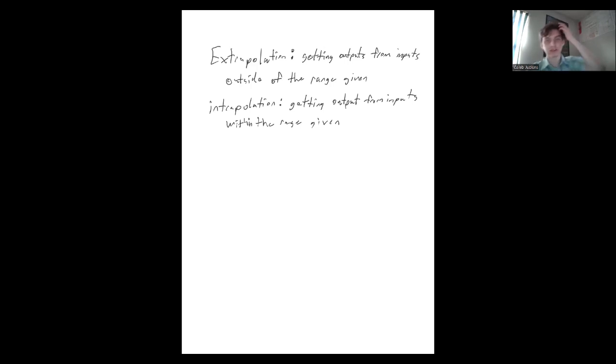Within the range given. So again, if all of the input values were between 0 and 20, interpolation would be finding the value at some intermediate time there. Extrapolation would be if you went past 20 or before 0. So if you're going outside of the range, that's extrapolation. If you're staying within the range, it's interpolation.